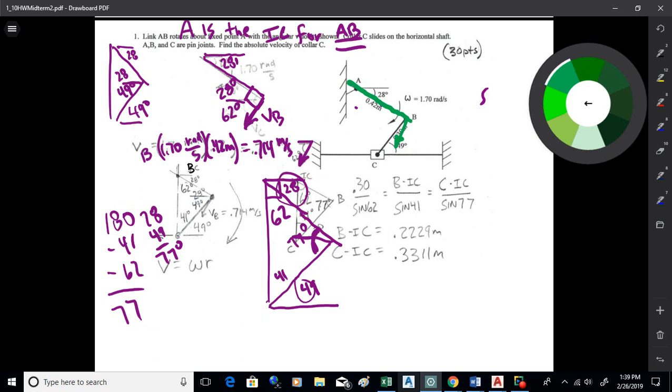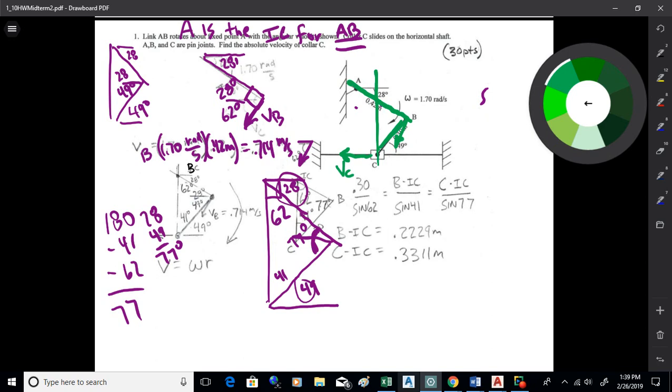Now the other thing is we've got BC, and what C's doing is it's running on this rod like that. Drawing a perpendicular to that, it's going to go straight up, okay? That's why that's straight up, because the actual velocity of C is horizontal, so the perpendicular to it is vertical.